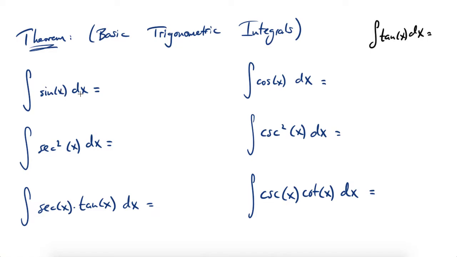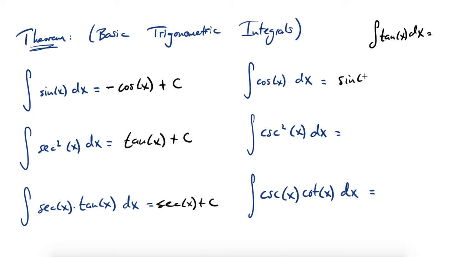So antiderivative of sine. We want a function whose derivative is sine. That should be cosine plus c, except the derivative of cosine, as we discussed earlier, would be negative sine. So we have to adjust by a negative. Antiderivative of secant squared is going to be tangent plus c, right? The derivative of tangent is secant squared. Antiderivative of secant tangent is going to be secant, because the derivative of secant is secant tangent.